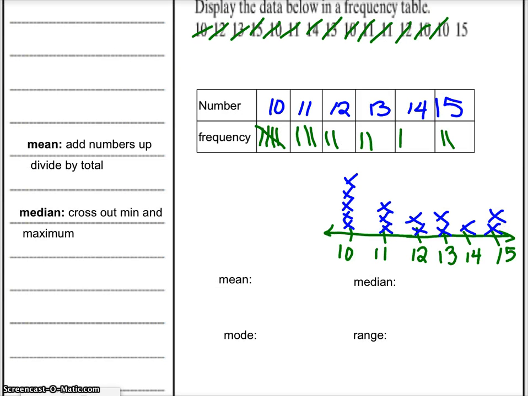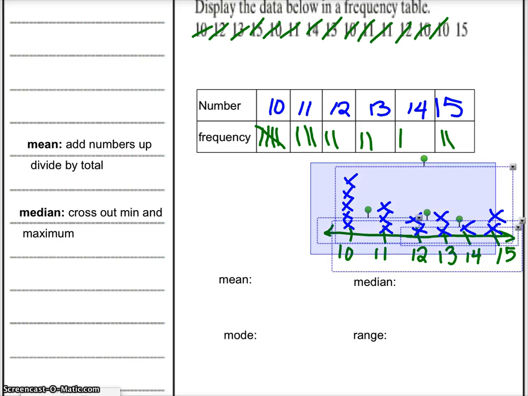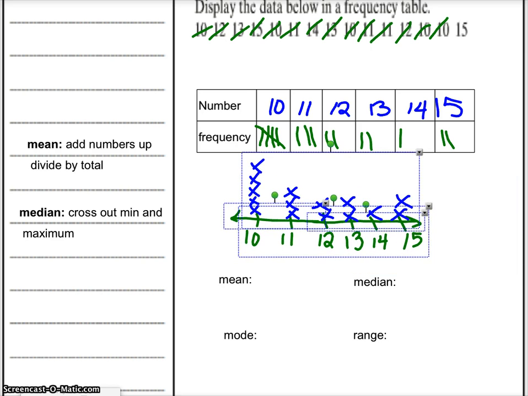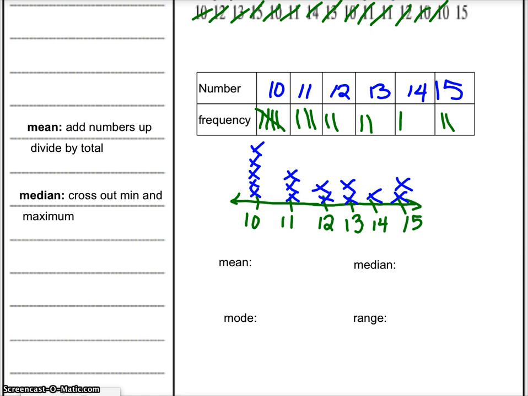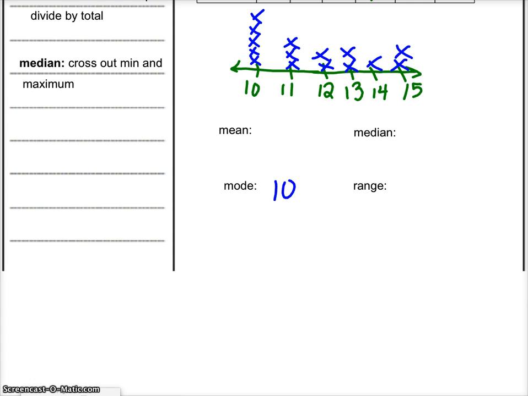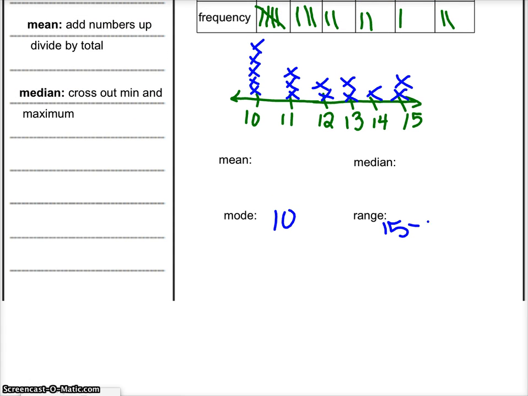Okay, I went ahead and created the frequency table and line plot of that data set. And now given this data set in a frequency table, or the line plot, I am going to calculate the mean, the median, the mode, and the range. I'm going to go ahead and get the easiest over with. What's the mode? What occurs the most? 10. Okay, that's easy enough. Range. What's the range? Big minus small. 15 minus 10, 5. My range is 5.